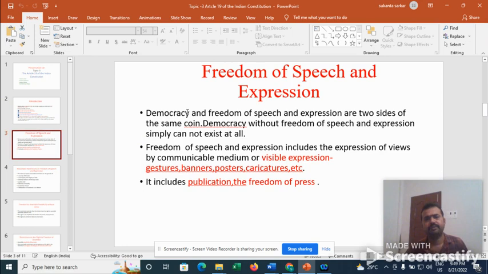First, we focus on freedom of speech and expression. Democracy and freedom of speech and expression are two sides of the same coin. Democracy without freedom of speech and expression simply cannot exist at all. Freedom of speech and expression includes the expression of views by communicable medium or visible expression, gestures, banners, posters, caricatures, etc. It also includes publication, the freedom of press.